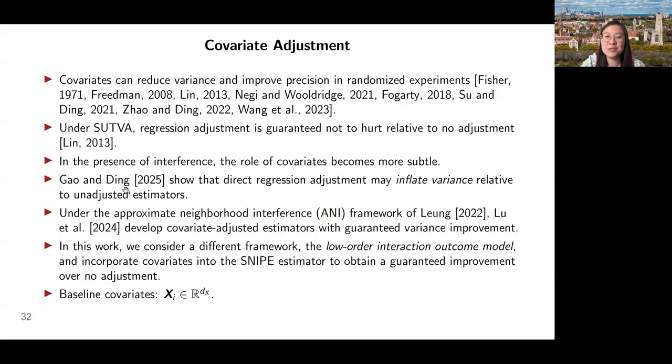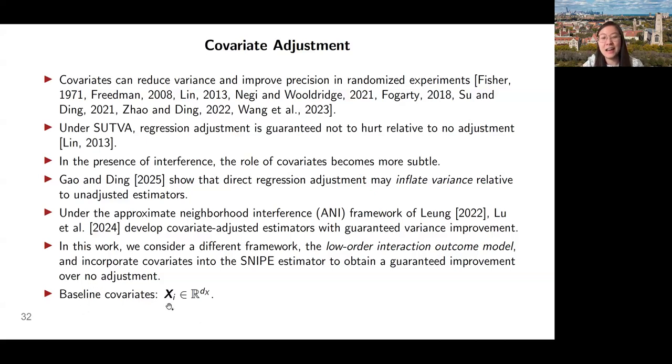This very interesting paper by Gao and Ding shows that direct regression adjustment can inflate variance relative to unadjusted estimators. And this is a different framework. Under the approximate neighborhood interference framework, Liang, Lu et al. developed covariate-adjusted estimators with guaranteed variance improvement. So in this work, we consider a different framework, the low order interaction outcome model, and we want to see how we incorporate covariates into the SNIPE estimator to obtain a guaranteed improvement over no adjustment.